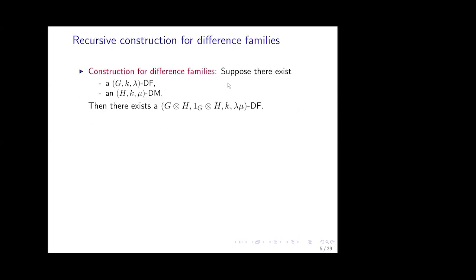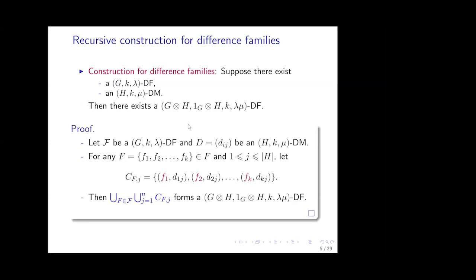A typical standard construction for a difference family from a difference matrix is shown like this. If there exists a (G, k, lambda) difference matrix, a difference family, and an (H, k, mu) difference matrix, then there is a difference family with this parameter. Here, 1_G, the second parameter, is the identity element of G.